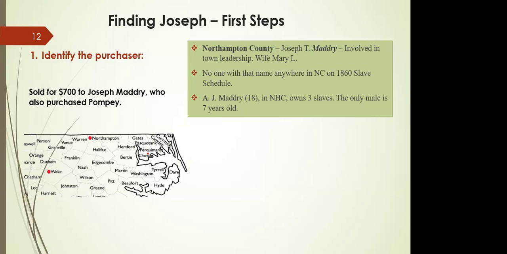So I studied this Joseph Maddrey and learned as much about him as I could. But the problem with Joseph Maddrey is he was on the 1860 slave schedule as an enslaver. And if this sale took place at the beginning of May, the enumeration date was June 1st, 1860 for the slave schedules. And so anyone who owned enslaved people on June 1st should be on the slave schedules.